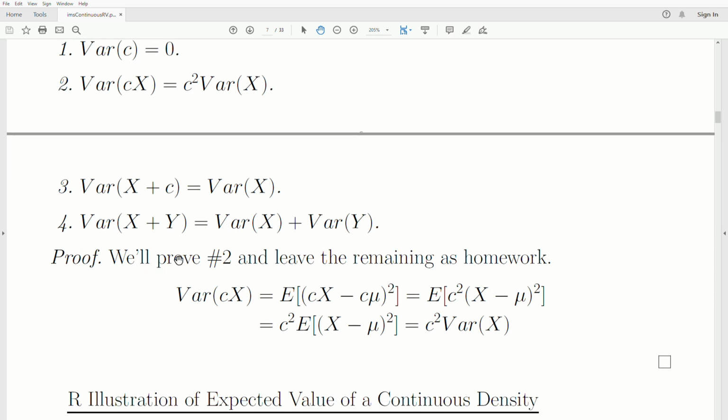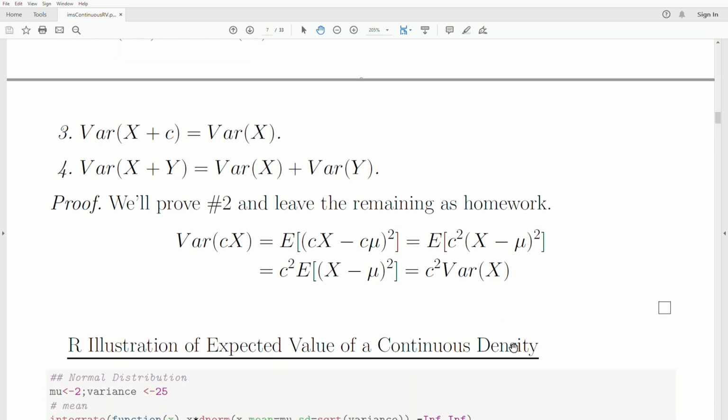Now, we'll prove number 2 and then leave the remaining as homework. The variance of cx is equal to the expected value of cx minus c mu, quantity squared. That's the definition of the variance. We can factor out the c and then take it out of that squared. But this is a constant, so it can come out front. And well, this is the definition of the variance of x. And this is what we wanted to show.